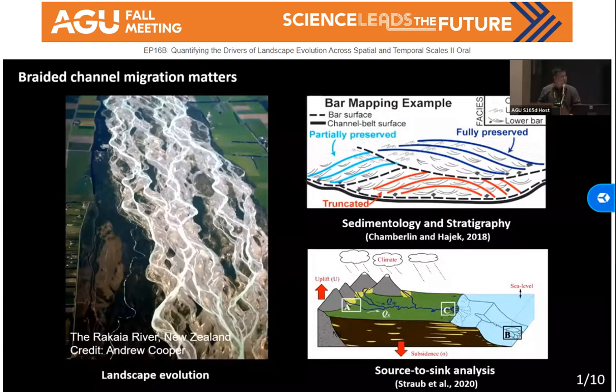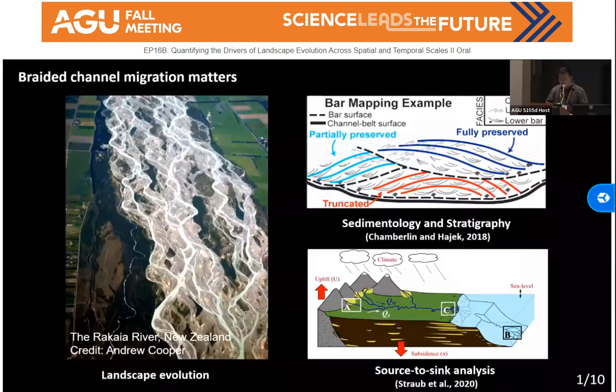They can influence the landscape evolution. People living beside them would be influenced by braided channel migration. They also impact the sedimentology, like the bar reworking. Together with channel erosion, they can determine the stratigraphic architecture. And from the source to sink perspective, they can impact the sediment storage and release. So it is very important, but compared to meandering rivers, it's still not well studied.